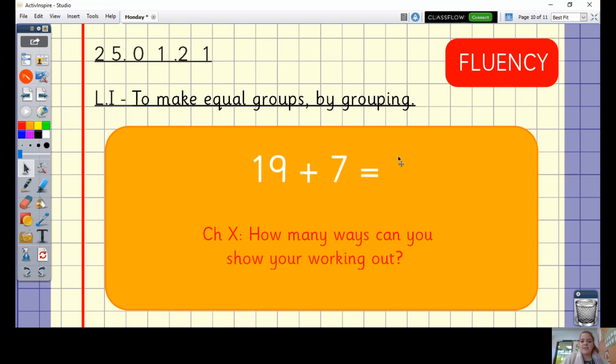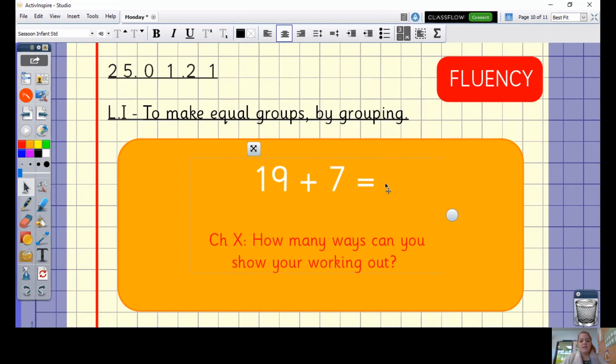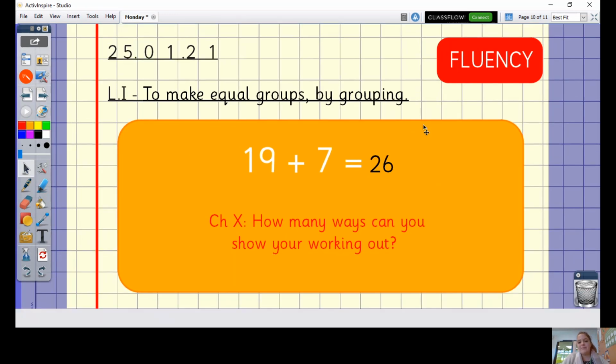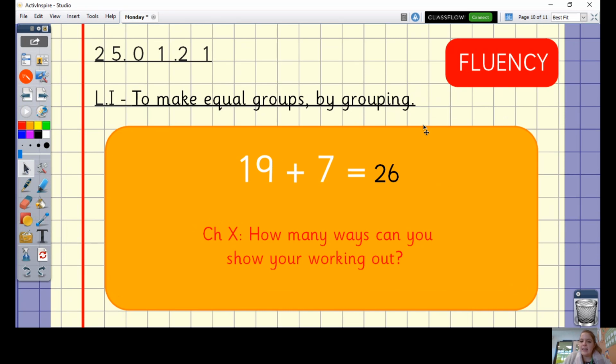Okay, so the answer for this would be 26. 19 add 7 equals 26.